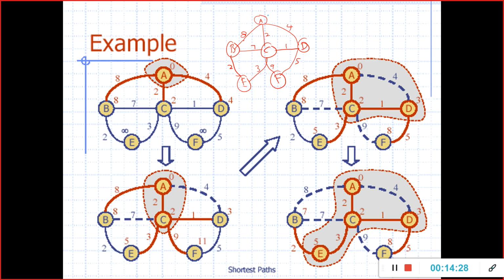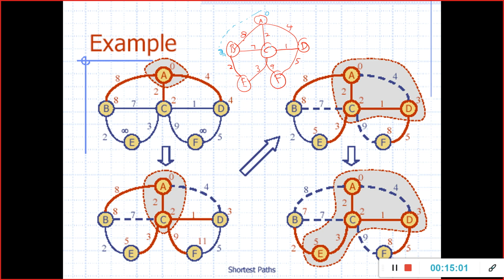Okay, we try to do this. First you take from A. You take from A, start with 0. What is the adjacent vertex of A? Adjacent vertex of A is B, C and D. So A to B is 8, you grow a cloud here first. So you put here 8A, meaning that the route source is coming from A.